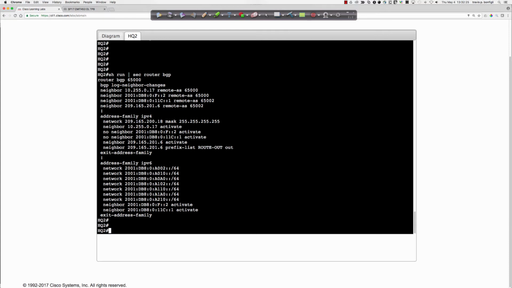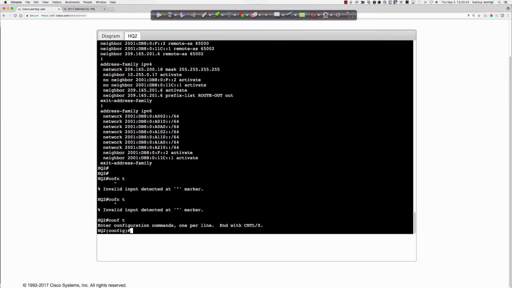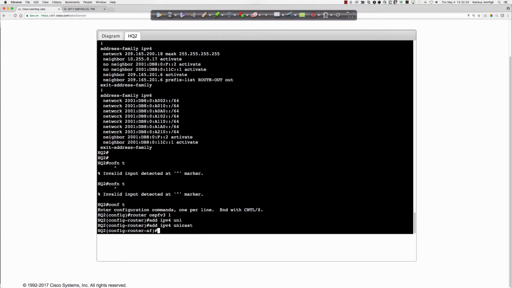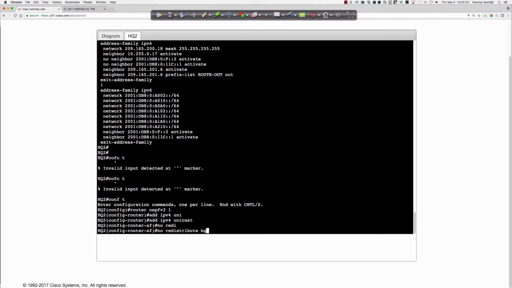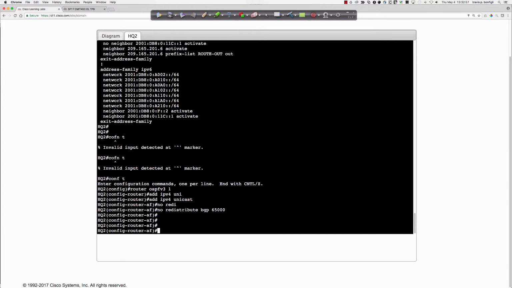So we are redistributing information from this BGP autonomous system, which is ours, right? 65,000. That's our BGP ASN number. And so to fix this, we're going to get into global config, router OSPFv3 1, address-family ipv4 unicast, no redistribute BGP 65,000. Right? So that looks good there.